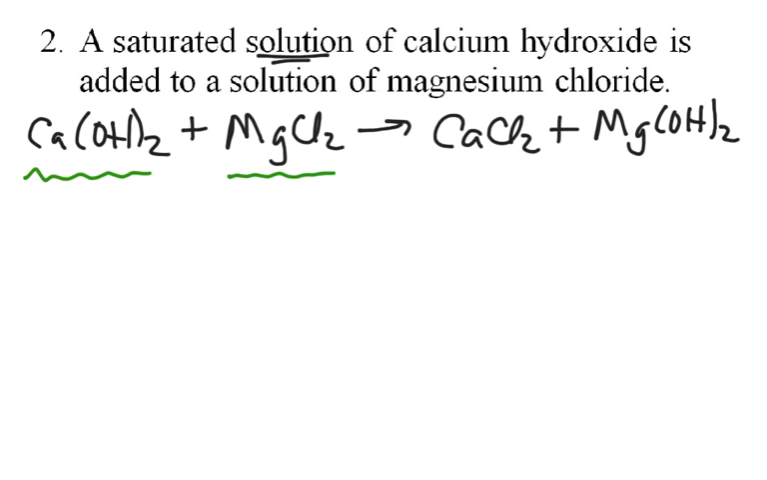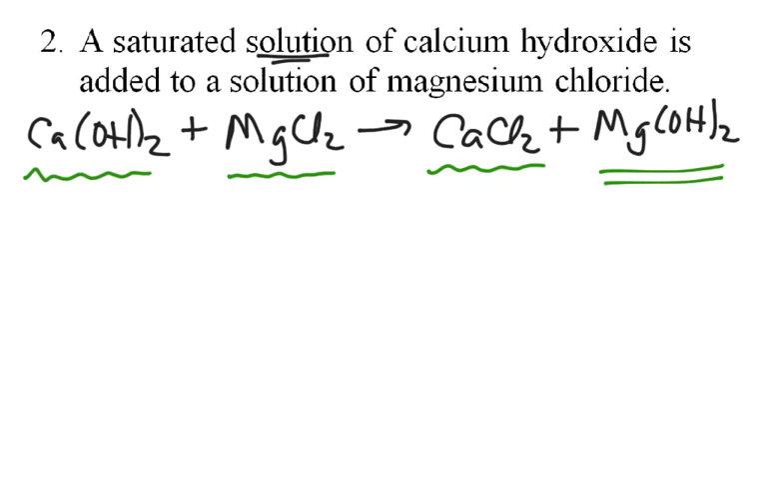And again, we know that chlorides are soluble except for silver, lead, and mercurous, APH. So that means this guy better be a precipitate. We need something to drive this reaction. And we know that hydroxides are usually not soluble except for the alkali metals and calcium, barium, strontium. So magnesium hydroxide will definitely be a precipitate. And we should also remember that that is milk of magnesia.